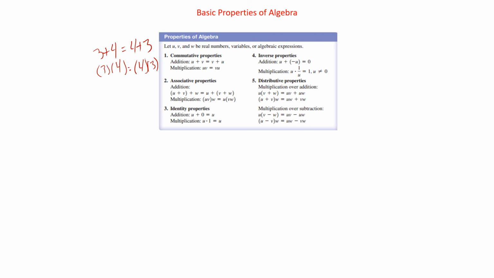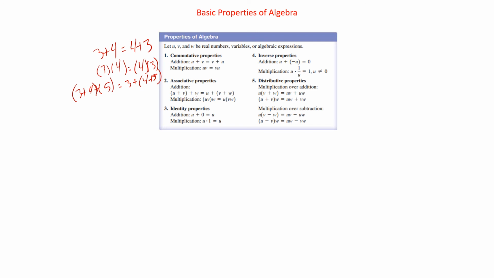The associative property. It doesn't matter if we add the first two first and then the last one. So 3 plus 4 plus 5 is the same as 3 plus 4 plus 5. 3 plus 4 is 7, plus 5 is 12. 4 plus 5 is 9, plus 3 is 12. It doesn't matter the order that we add them in.